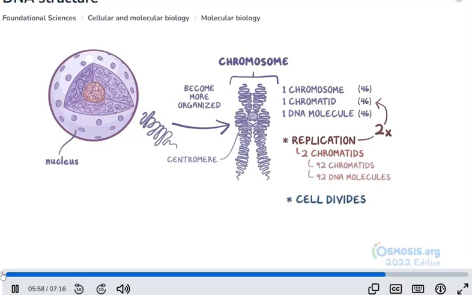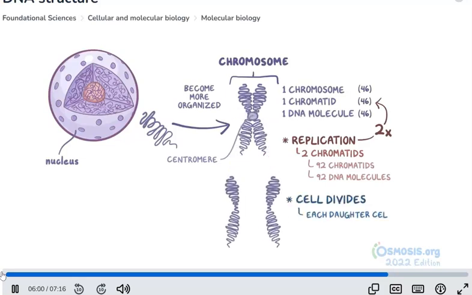After the cell divides, the sister chromatids separate, and each resulting daughter cell gets 1 chromatid made up of a single DNA molecule. So back to 46 chromosomes, 46 chromatids, and 46 molecules of DNA, which once again look like chromatin noodles inside the nucleus.